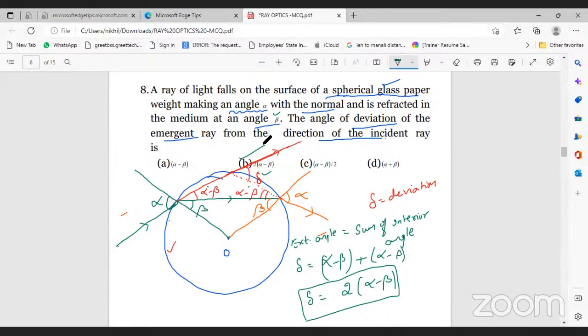It should be an isosceles triangle. Because from the center, this is equal to the radius, and this is also equal to the radius. Since it is an isosceles triangle, these two angles must be equal. If it is coming out with beta, it should be incident with beta because of the property of the isosceles triangle.